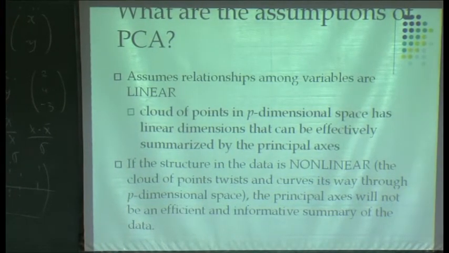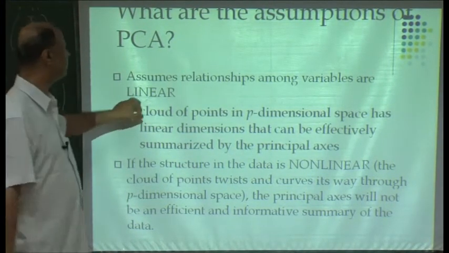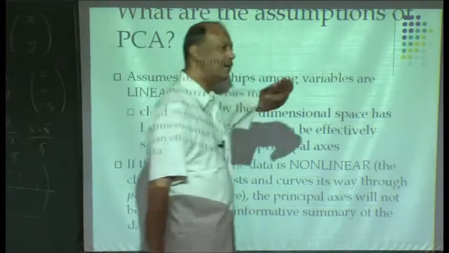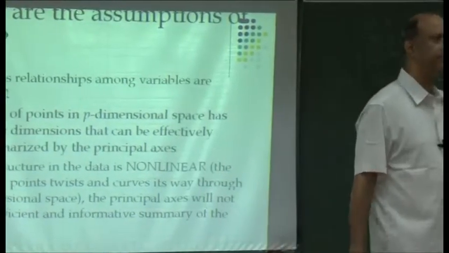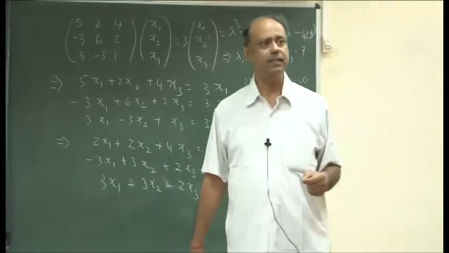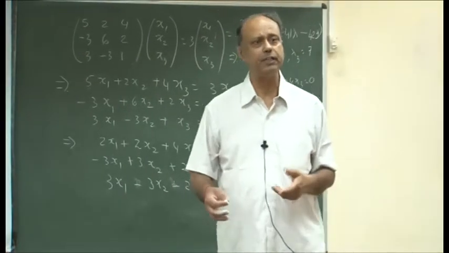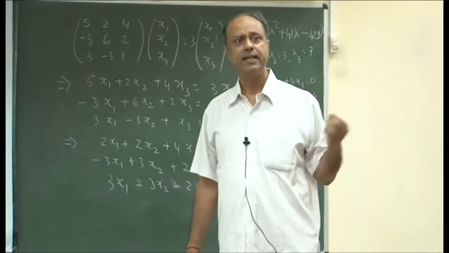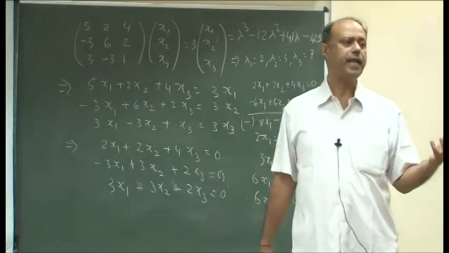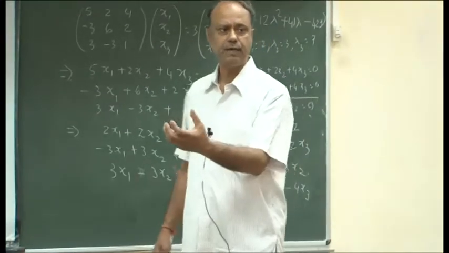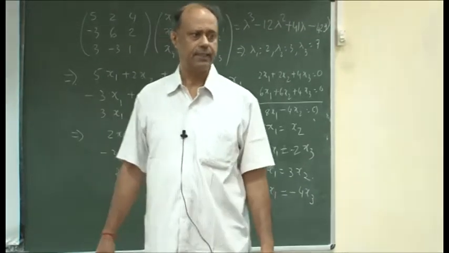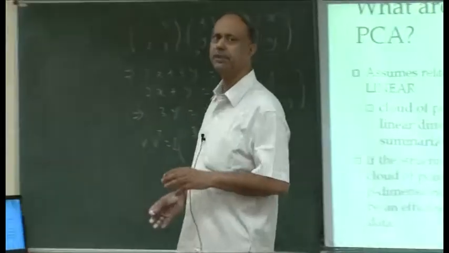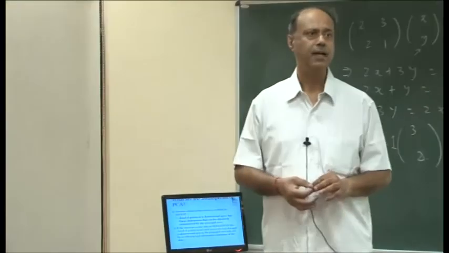Now what assumptions do we make? The most important assumption is that the relationship among the variables must be linear. Otherwise, you cannot have this principal axis concept, because if it is non-linear, you cannot determine the principal axis and our whole idea will be gone. So you must be able to express something as A into lambda 1 plus something into lambda 2, and so on. So the assumption is that this relationship must be linear among the variables.